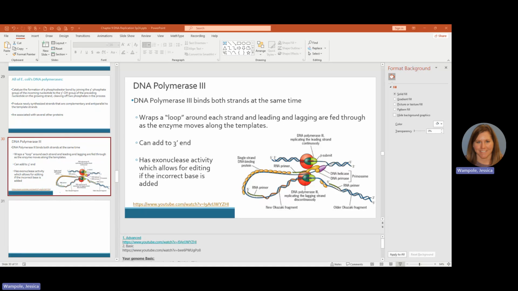What does fidelity mean? Fidelity means accurate, like ensuring that it is correct. It's a synonym for accuracy.